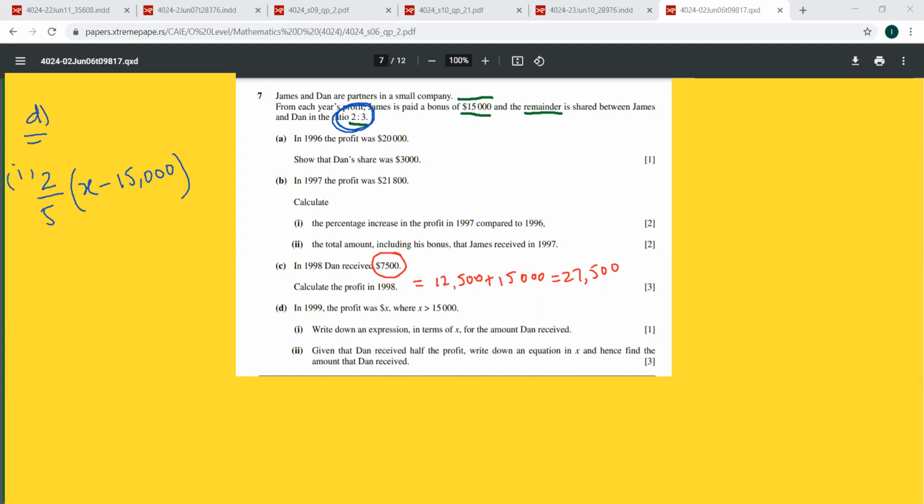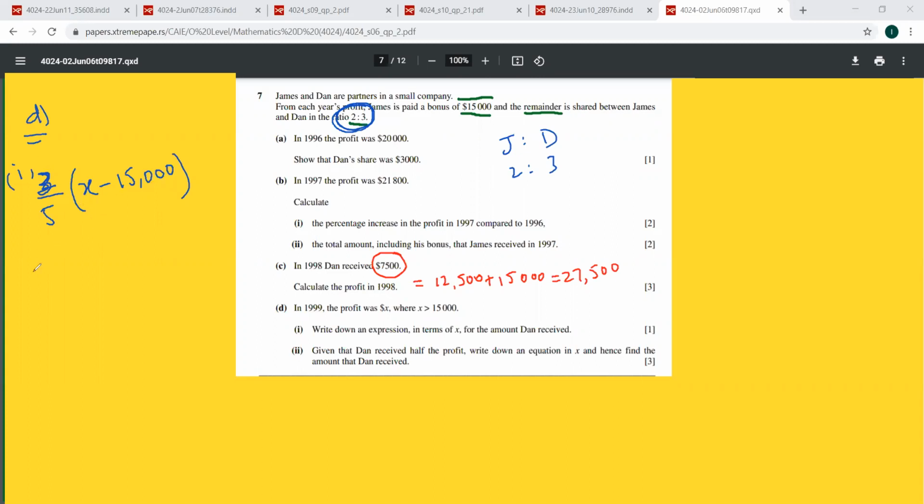I am making a mistake here. Dan's share is 3 by 5, because this is James, ratio, Dan. I just covered that part where it was written. This is 2:3. So Dan is going to get 3 by 5 of the amount which is 15,000 taken off from that total profit.